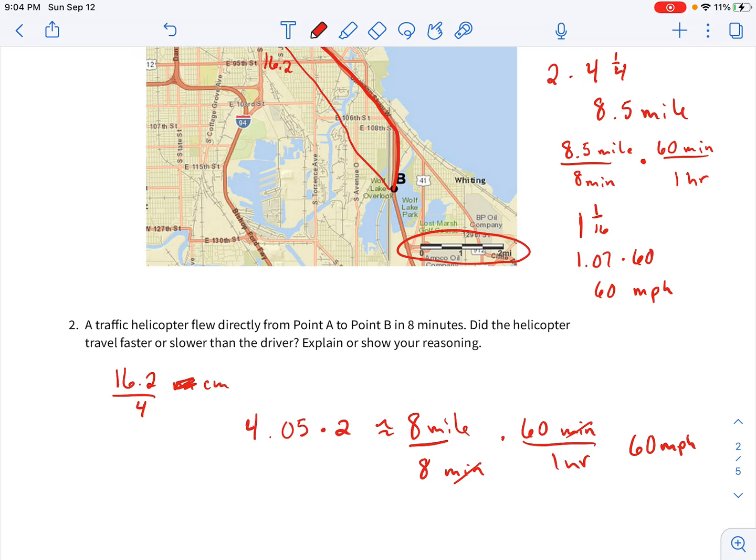Okay, so a traffic helicopter flew directly from point A. Did the helicopter travel faster or slower than the driver? It traveled a little slower, but not enough that we're really going to notice much of a difference. This is a 16th times 60, so that was a half a mile longer. This one was a half mile shorter. So I'd say they're roughly the same. The helicopter did fly a little bit slower, but it's not going to be that noticeable.